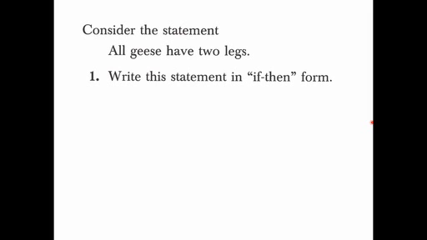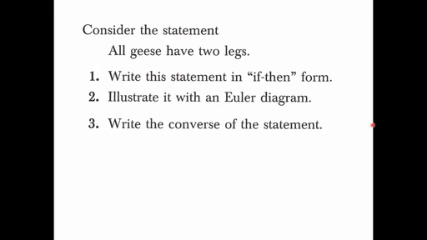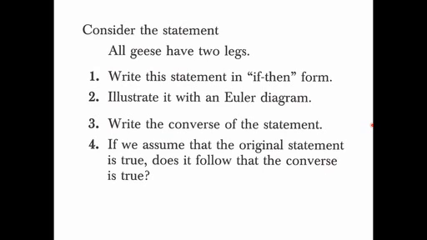So we're looking at this statement, all geese have two legs. Is that a good definition? Thinking about that a bit? What would make it a good definition if its converse were true? So he's going to walk you through that. Write the statement in if-then form. Illustrate it with an Euler diagram. Write the converse of the statement. If we assume the original statement is true, does it follow the converse is necessarily true? Original and converse.